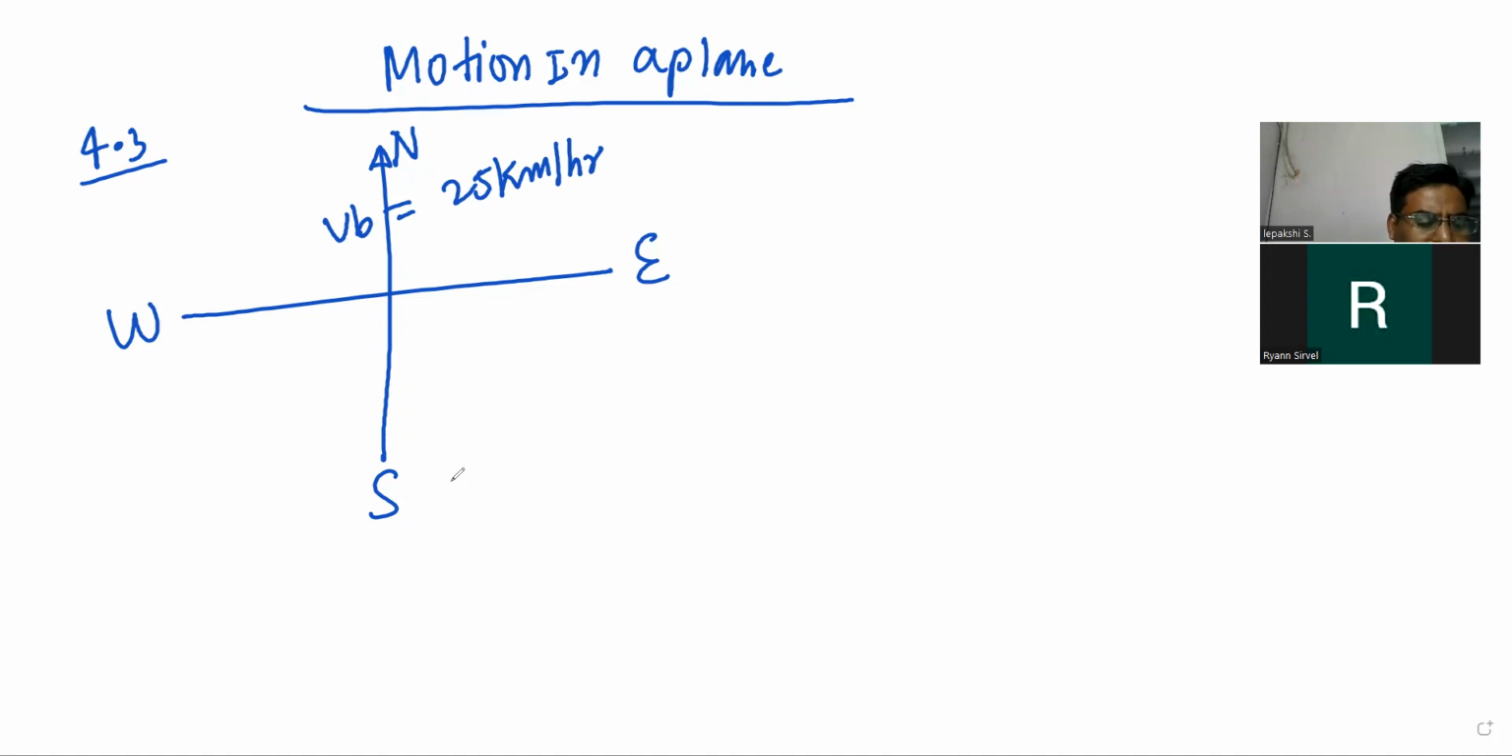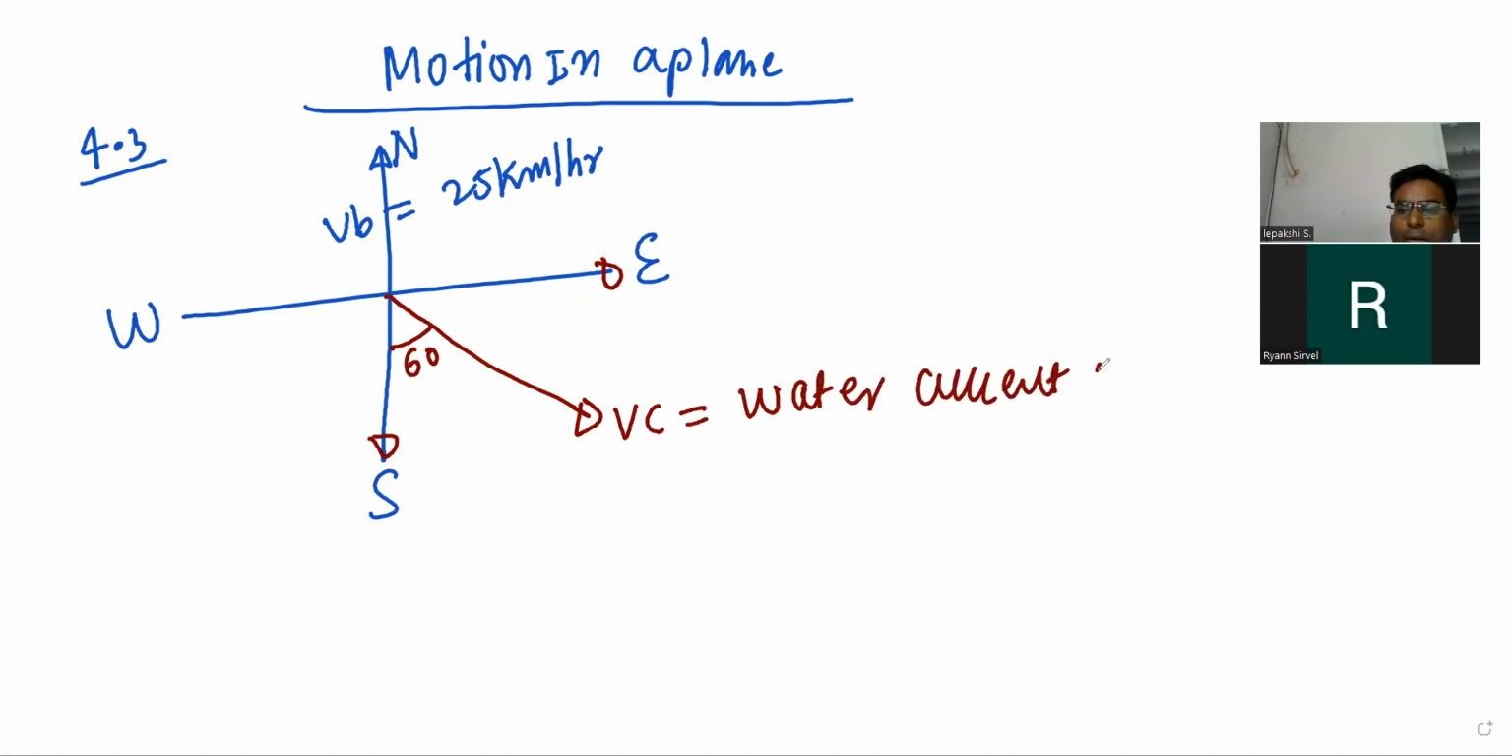Water current in this region is 10 kilometer per hour in the direction of 60 degree east of the south. So this is east and this is south. So it is making an angle of how much? It is 60 degree, right? With the south. That is VC, the water current velocity. Its value is given, that is 10 kilometer per hour. Understood? So we have to find the resultant.